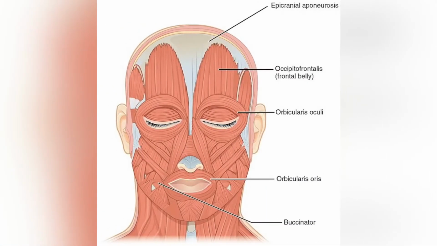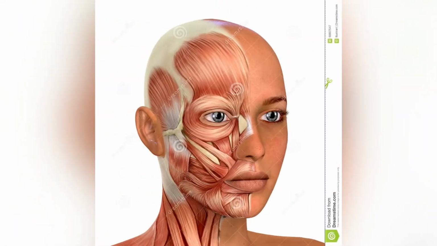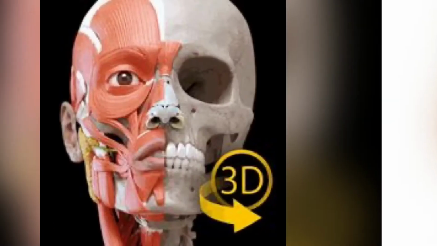The facial muscles, or the muscles of the face, are striated muscles that attach to the bones of the skull to perform important functions for daily life. For example, mastication and facial expressions. We're going to talk about that more specifically.